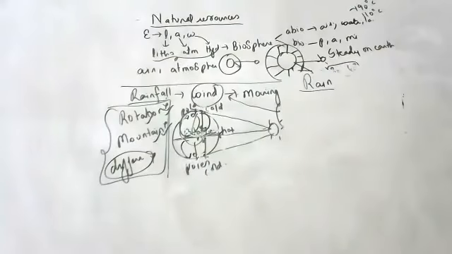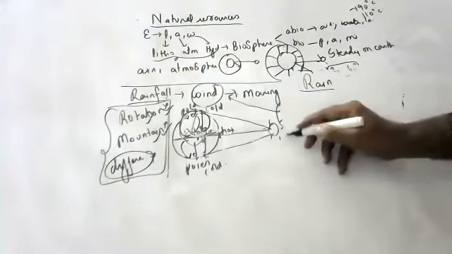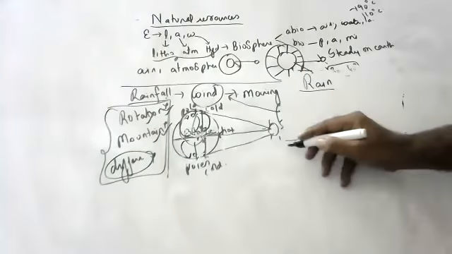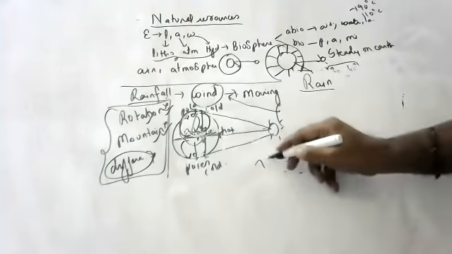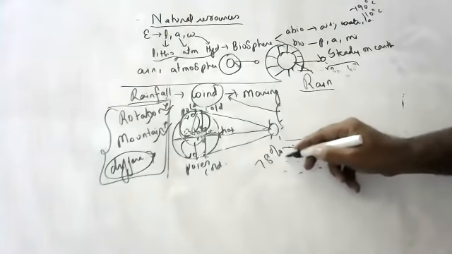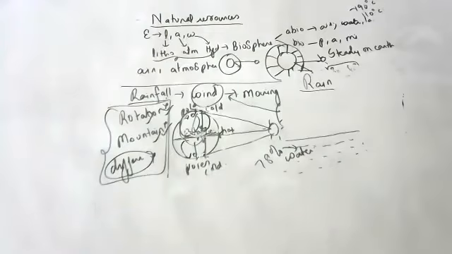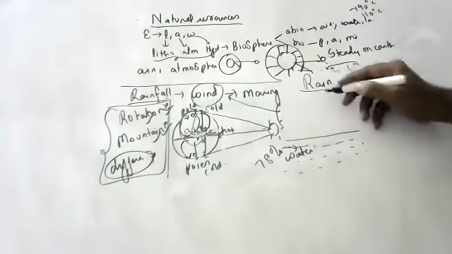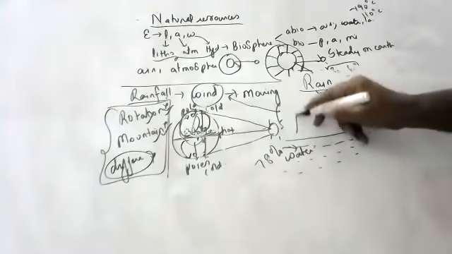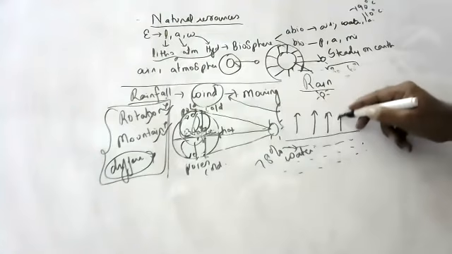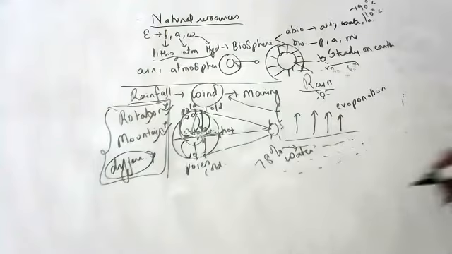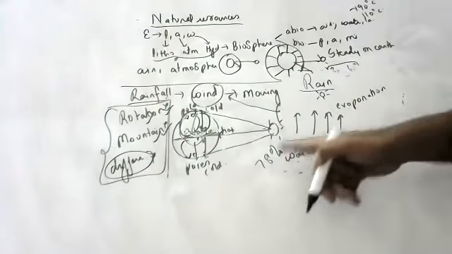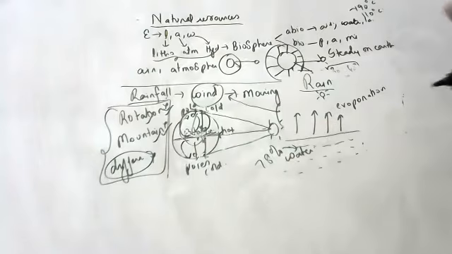Okay, children, all of you listen. 71%, 78% of the earth is covered with water. Am I correct, children? Yes, sir. 78% of the earth is covered with water. All the water, due to the heat of the sun, undergoes evaporation. Very good.